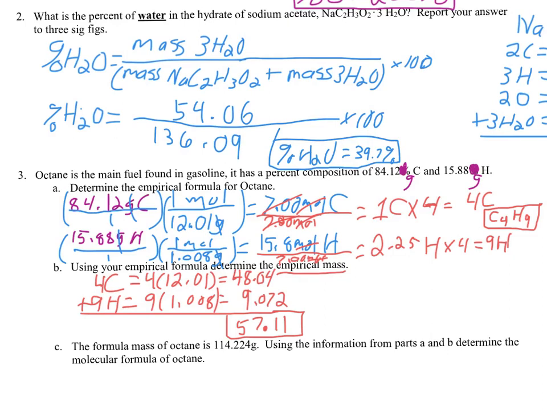All right, if you haven't read ahead, I wonder if you can figure out what's coming next. I now have an empirical mass and a formula mass. The formula mass of octane is 114.224 grams. Using the information from parts A and B, find the molecular formula. So this is where I go in, I take that formula mass. I could call this a molecular mass, I could call this a molar mass, they're all the same thing. And I divide it by my empirical mass.